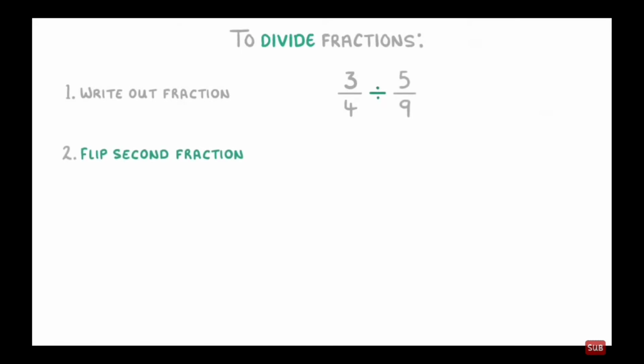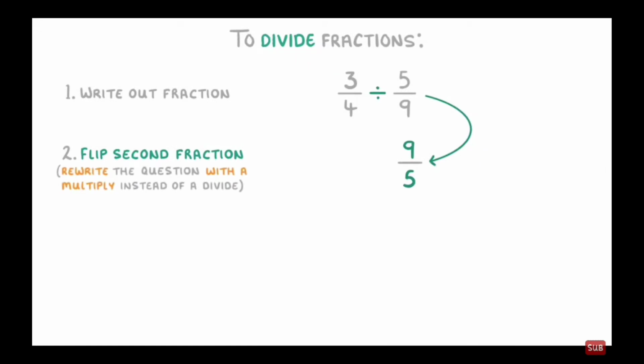In order to divide fractions, we actually use a trick. First of all, you want to write out the fraction. For example, 3/4 divided by 5/9. Then you flip the second fraction upside down. So change the 5 over 9 to 9 over 5. And then we can rewrite the question with a multiply instead of a divide, which means that we'll have 3/4 times 9/5. So all we've done is flip the second fraction upside down and change the divide to a multiply.